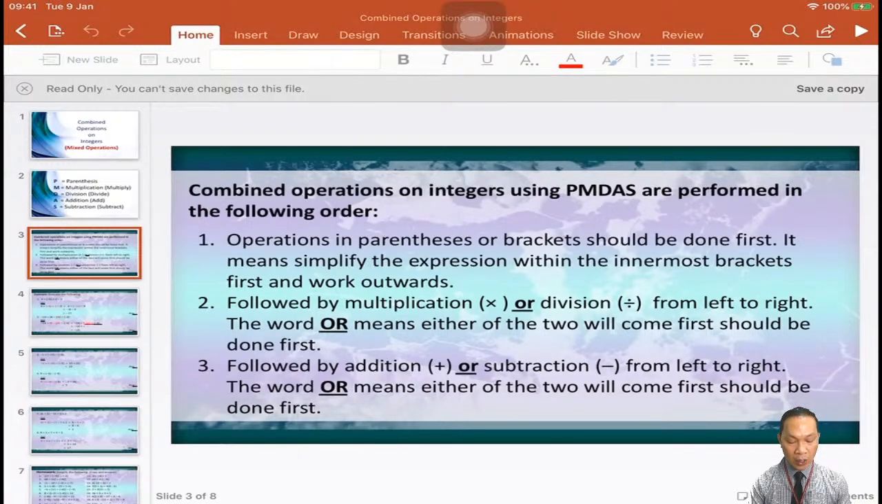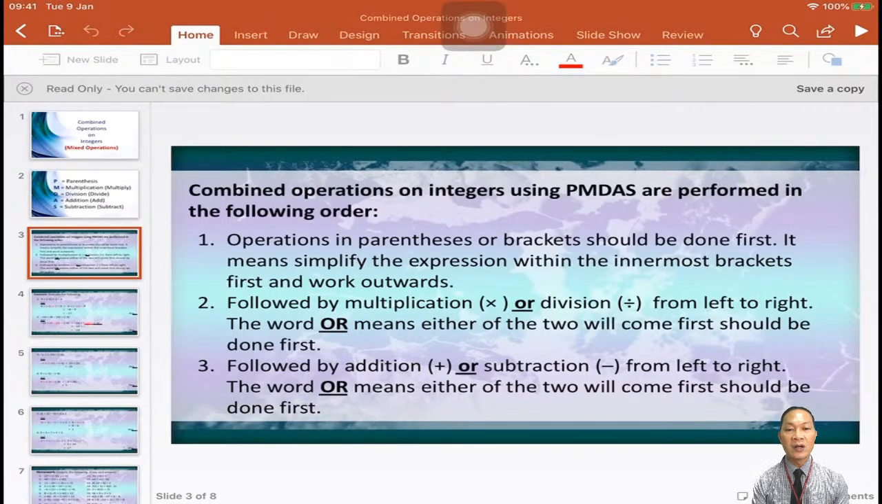Next, the third one is addition or subtraction operations from left to right. It means the last thing to do is to add or subtract. Again, we have the word or. It means either of the two, whichever comes first, should be done first. If addition comes first, add first. If subtraction comes first, you have to subtract. Still, we are using PMDAS.